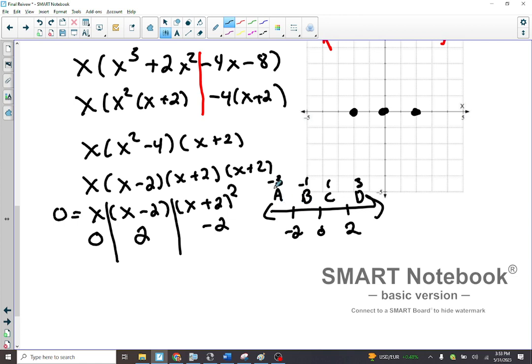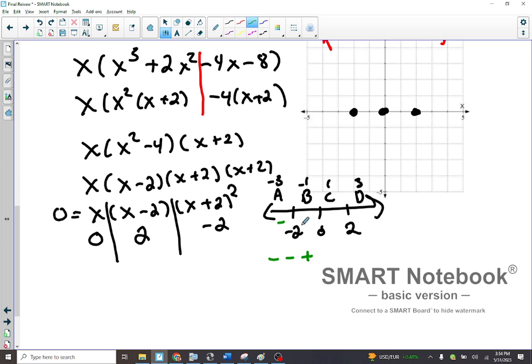Then we're going to plug it into the factored form. This makes it easier. Remember, I don't actually care about the numbers. I just care if it's negative or positive. So in this case, negative 3, this would be a negative. This would be a negative. And then negative 3 plus 2, but that's squared, so that's always going to become positive. Does it say negative 2, 0, 2? Yes. So I know this section's negative.